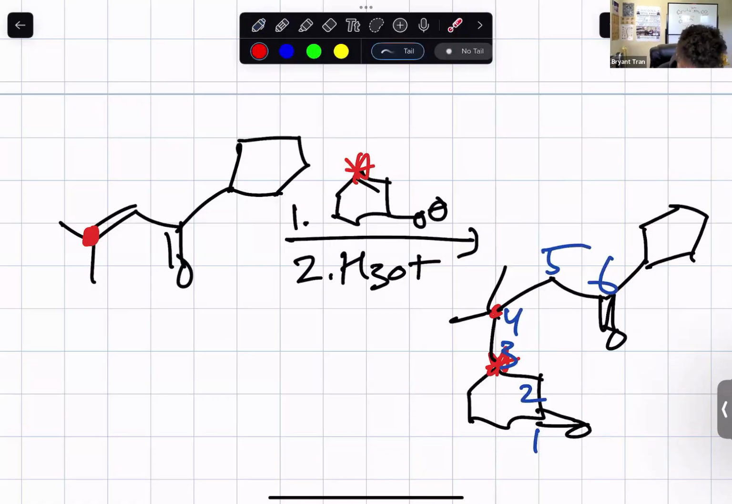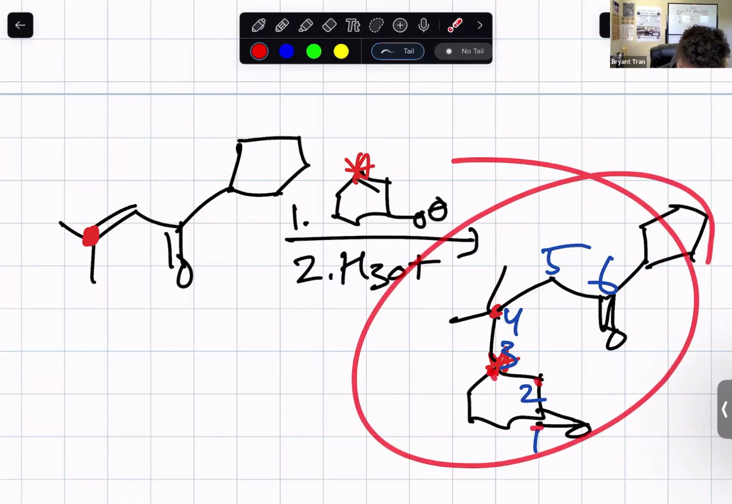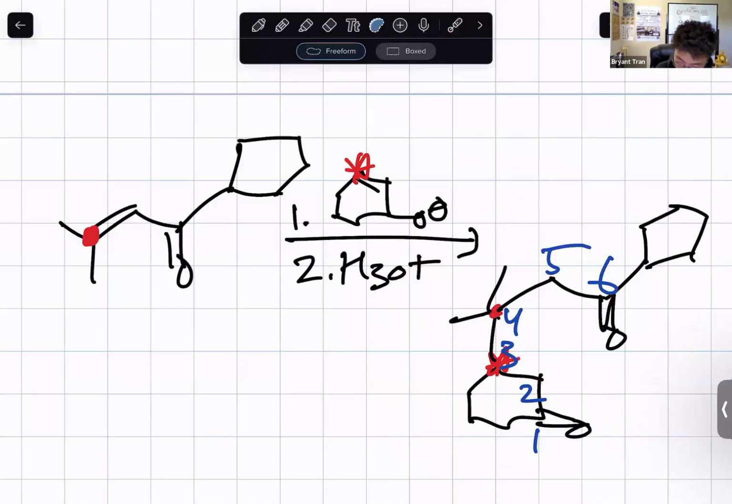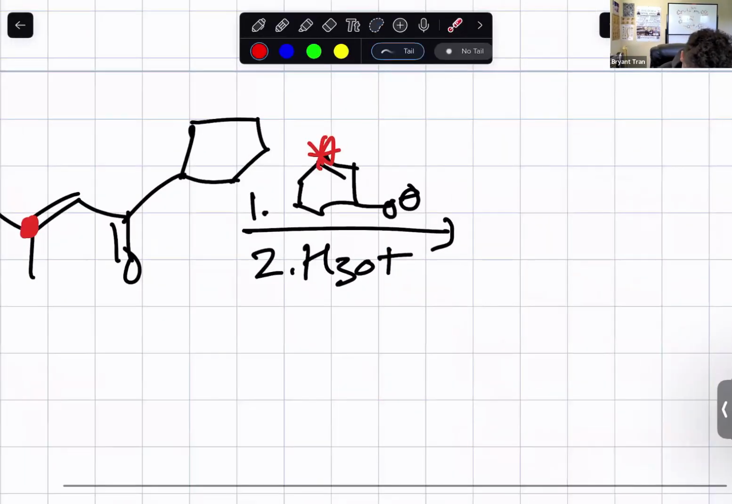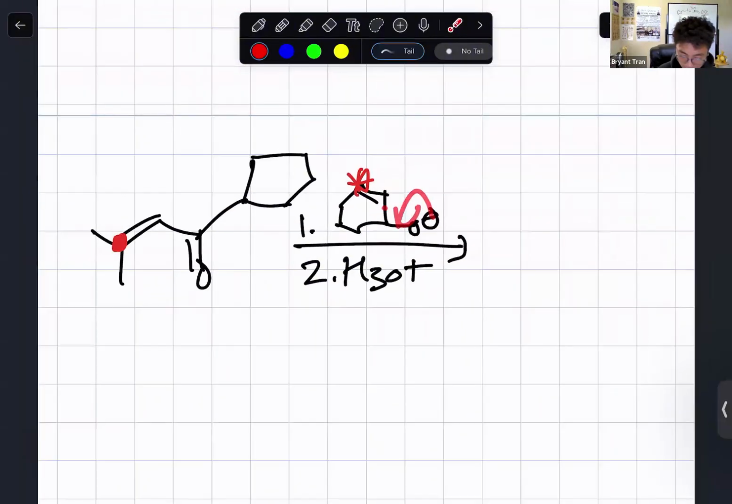So I did something wrong here, right? Because the product for Michael addition should be a 1,5 dicarbonyl, but this right here, 1, 2, 3, 4, 5, 6, that's way too long of a distance. So let's see what we did wrong here. Reform a carbonyl. Okay, I see what I did wrong here.